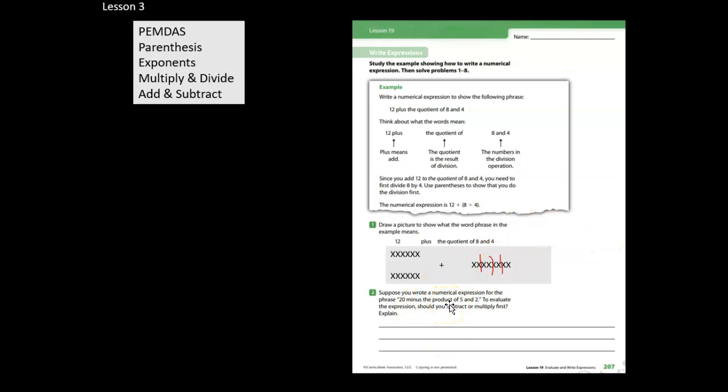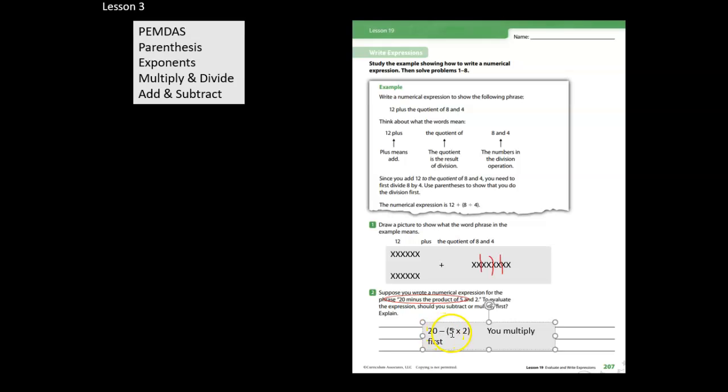Suppose you wrote a numerical expression for the phrase 20 minus the product of 5 and 2. To evaluate the expression, should you subtract or multiply first? I like to make my equation and then I think, oh, I don't need parentheses on this one. Okay, because it says the product though, that's the best way to do it. So I would go in here because it wants you to. As far as I know, you're not going to be in trouble for putting that in there when you don't really need it, but because it says 20 minus the product.